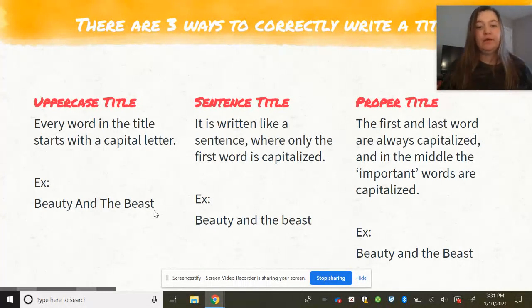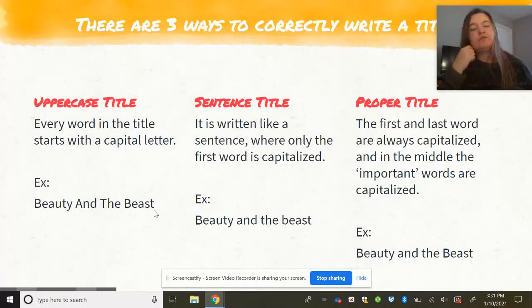The second way is called a sentence title, and it's called that because it's written similar to a sentence, where the first letter is always capitalized, right? The first letter of the first word, and then everything else is in lowercase. So beauty is capitalized, but and the beast all have lowercase letters.